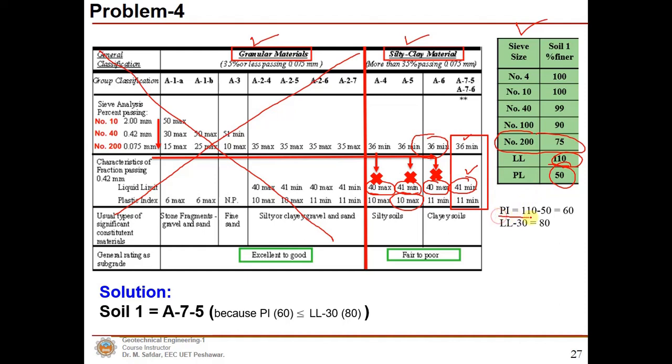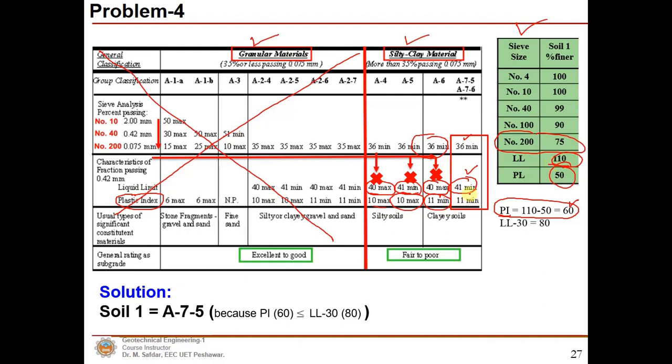Okay, we need to find out the plasticity index here, that is 60. So we were using 50 initially, that is the plastic limit, but here we are having plasticity index. So plasticity index is 60. So 10 is the maximum here, that's why we crossed this column. We also crossed this 10 maximum, and we crossed this one, the 11 minimum, but 40 maximum was crossed due to the liquid limit value, because it's 40 maximum. However, we are having 110 here.